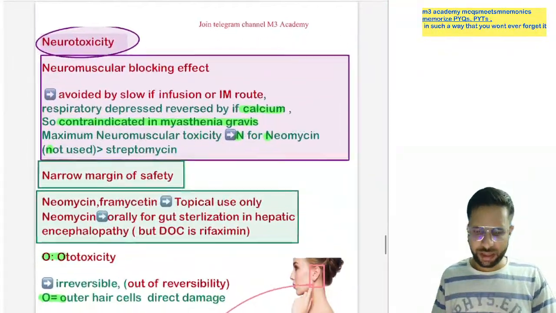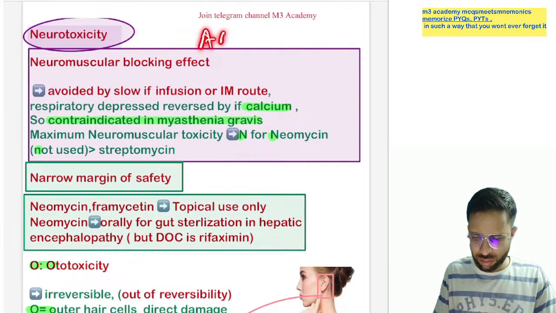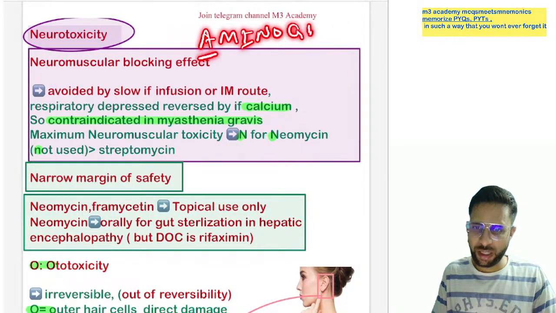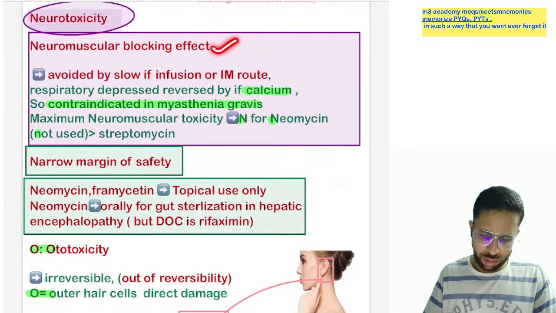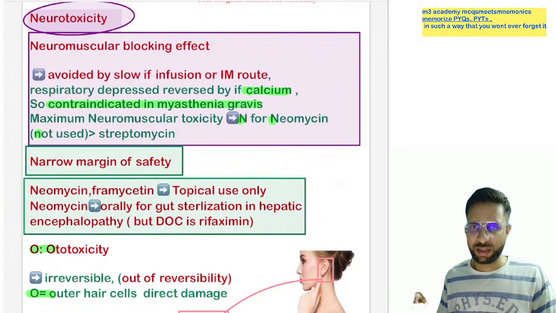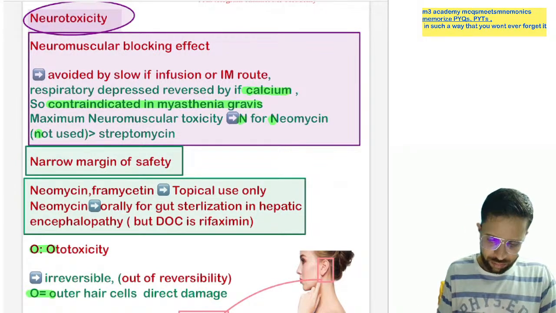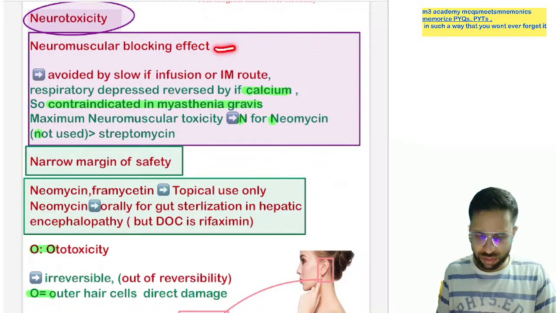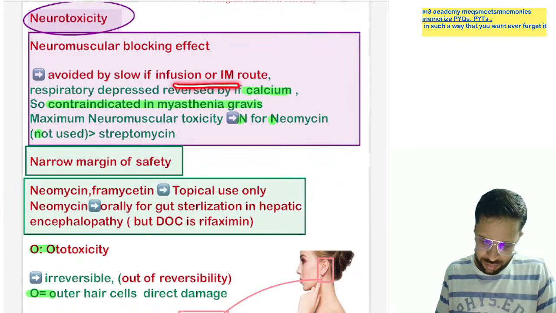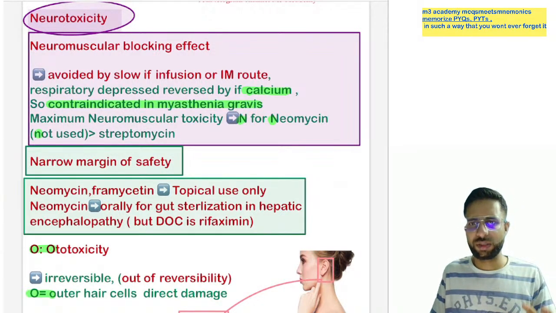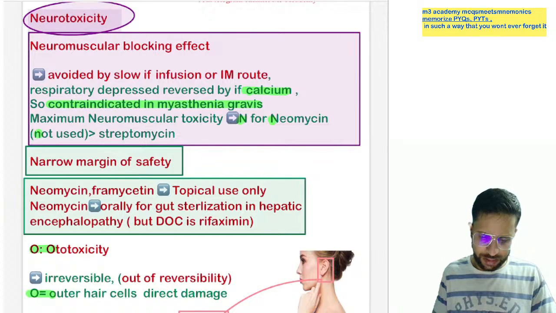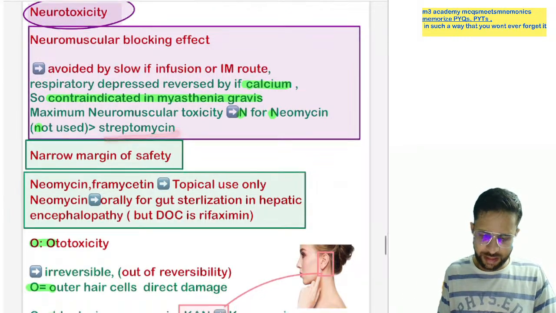Our next point: we decoded A, M, I, then N. The next N is neurotoxicity or neuromuscular blocking effect. That is why aminoglycosides are avoided in myasthenia gravis. The neuromuscular blocking effect is avoided by slow infusion or the IM route, and respiratory depression is reversed by calcium, so they are contraindicated in myasthenia gravis. N is for maximum neurotoxicity, N for neurotoxicity, N for neomycin, so it is not used systemically, and then streptomycin.